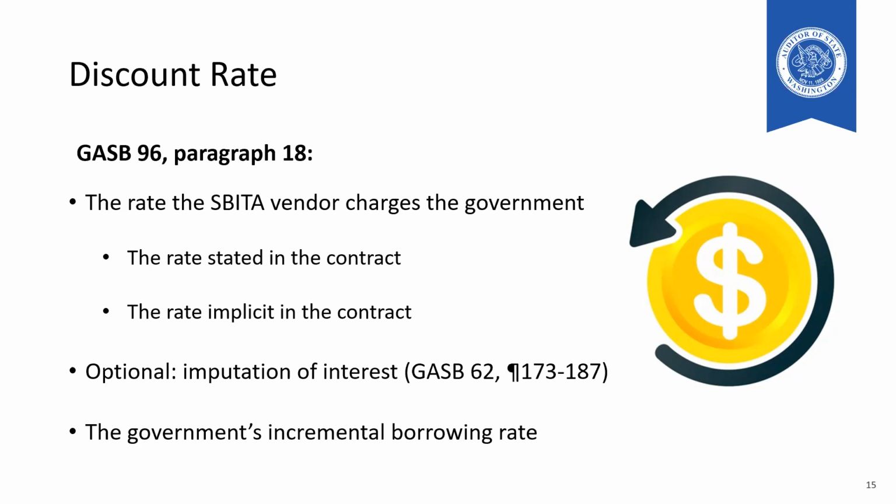Now that method is optional. I don't think a lot of governments are doing this, but I wanted to mention it because it is an allowable method. Finally, if the rate is not reasonably determinable, you can use your incremental borrowing rate. This is the method I think most people will end up using. An incremental borrowing rate is the estimate of the interest rate that you would be charged for borrowing the subscription payment amounts during the subscription term. Basically, if you went to a bank to finance the purchase rather than making the payments to a SBITA vendor, what interest rate would that bank charge you?